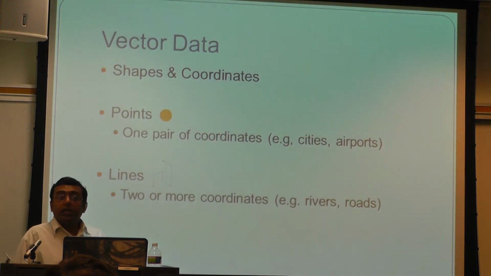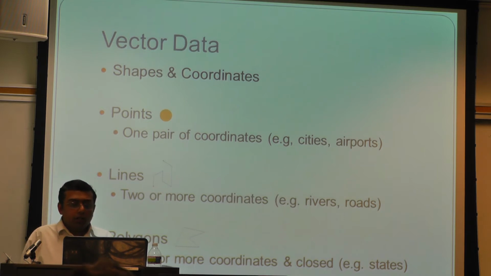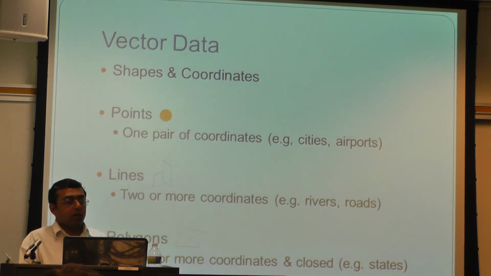Similarly, we deal with lines. And what do you need for lines? You basically need 2 or more coordinates for a line. And if you have polygons, you need 3 or more coordinates, and you also need them to be closed. What do I mean by closed? Just that the coordinates of the first and the last are the same. So vector data, everything that we've seen so far, whether it is cities, airports, rivers, roads, states, counties, you take your pick, these are all vector data. Why? Because they all have shapes, features, and coordinates, as given in this slide.